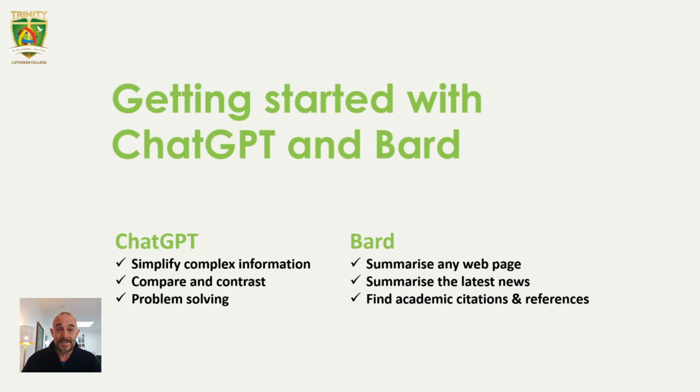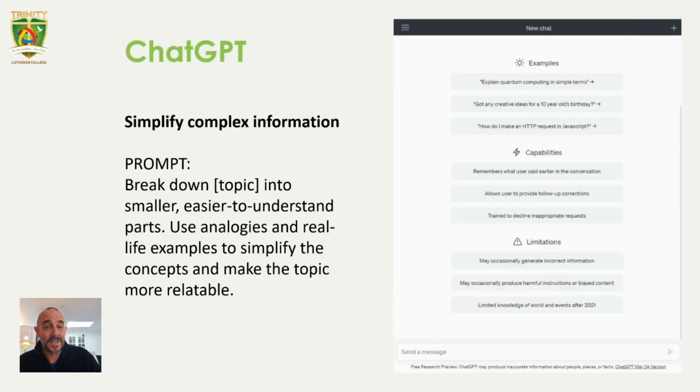So let's get started. First one, ChatGPT, simplifying complex information. You can find this prompt below this video, as with all of the other prompts. All you need to do is come up with your own topic so you can explore this prompt. This prompt asks ChatGPT to break down a topic into small, easy to understand parts, giving some examples, simplifying the concepts, and making the topic relatable.